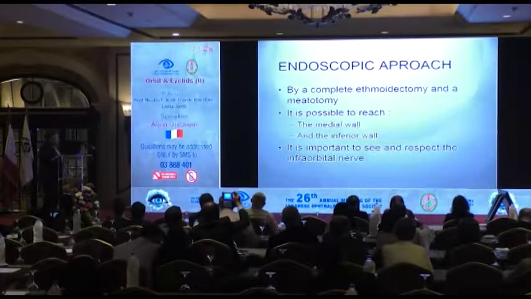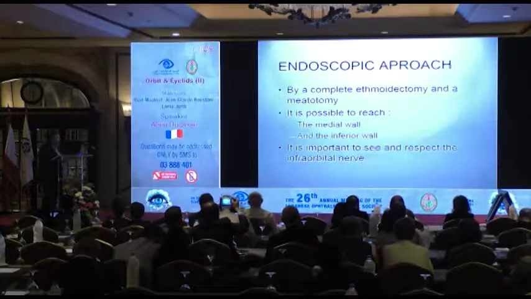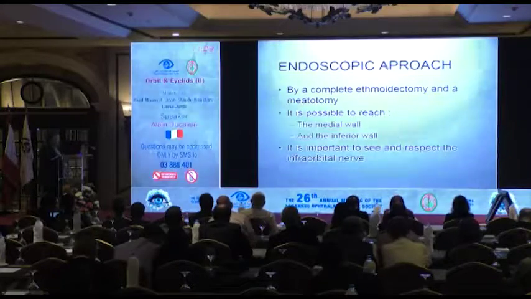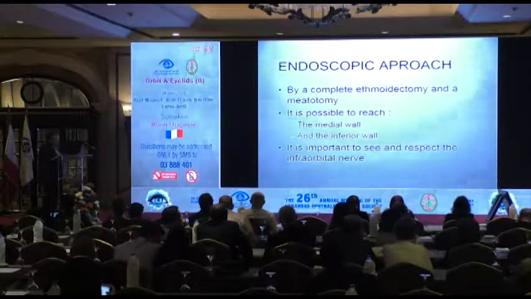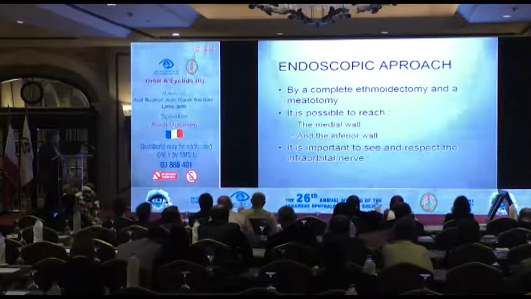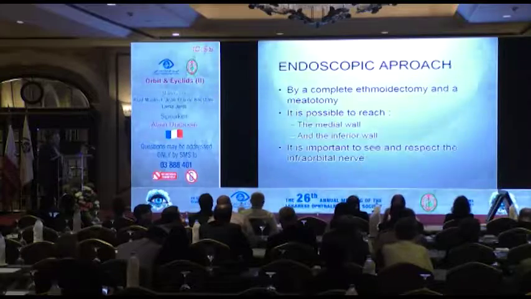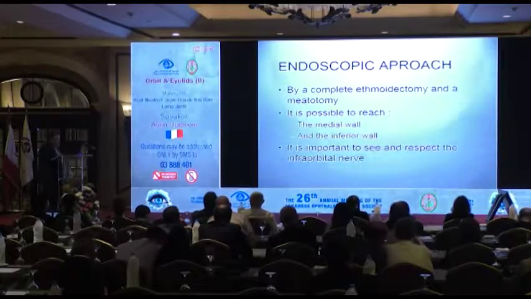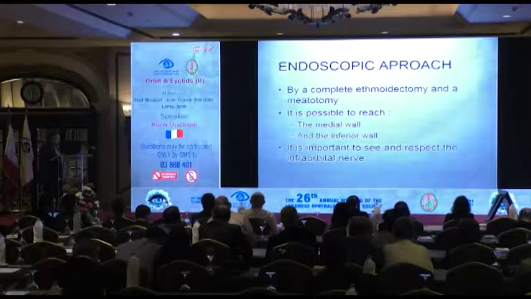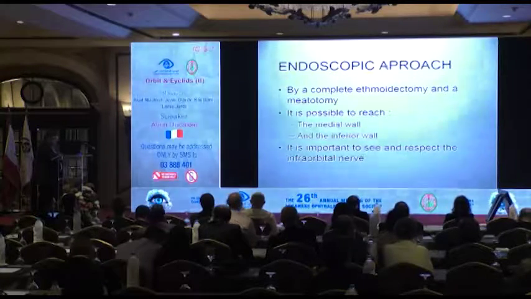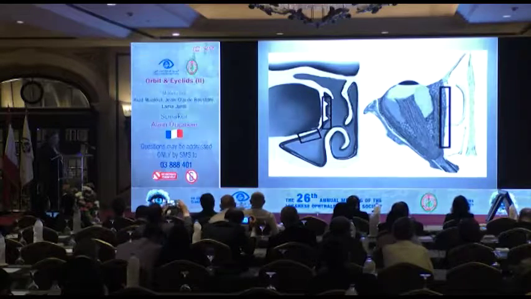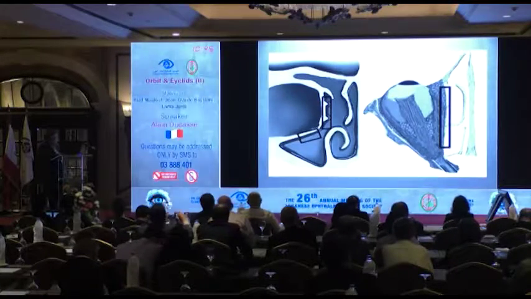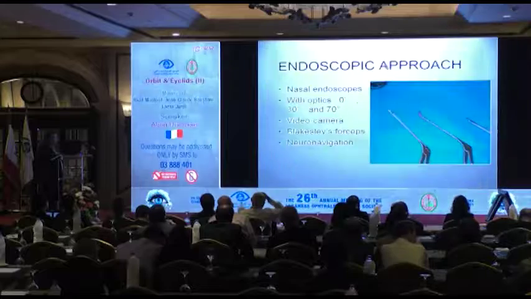We use most frequently an endoscopic approach, with complete ethmoidectomy and meatotomy. It is possible to reach the medial wall and the inferior wall, and we can see and respect the infraorbital nerve. This is the picture of these two walls.